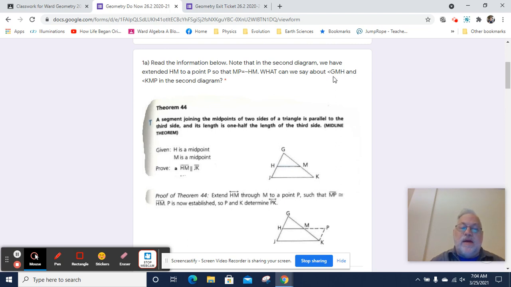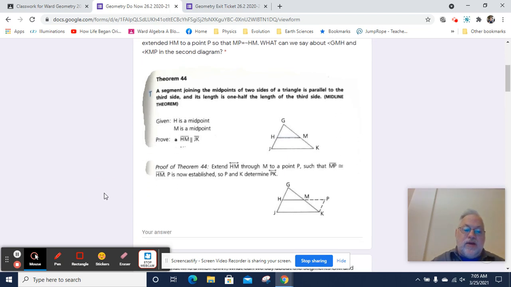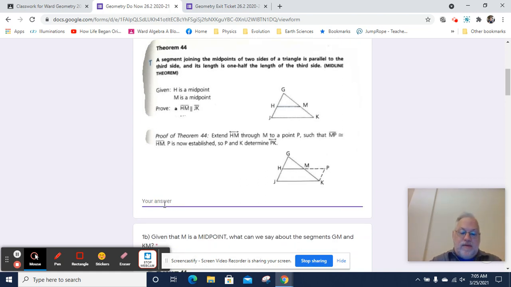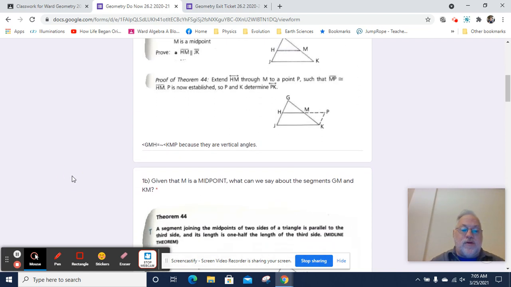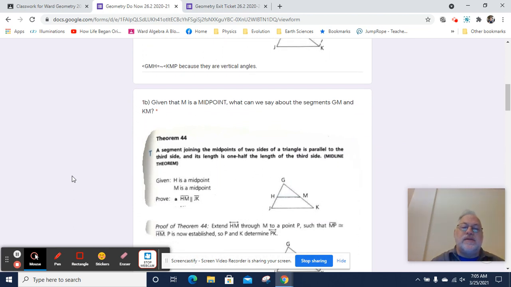It produces an angle. We have an angle that's already there, GMH. What can we say now about this angle that's been produced, KMP? Note that we also connected P and K. So what can we say about KMP and GMH? Well, they're vertical angles, so we can say that they are congruent. Angle GMH is congruent to angle KMP because they are vertical angles. So that's the first thing. That goes back to, I think, chapter 2.7.